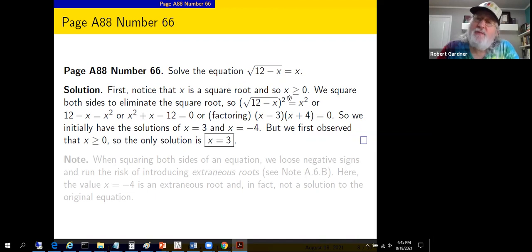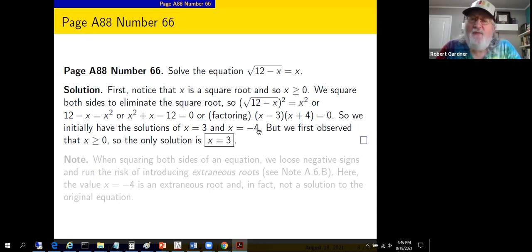But remember this, x is greater than or equal to 0 because it's a square root, and square roots are greater than or equal to 0. Negative 4 doesn't work. It can't possibly be negative 4. It must be 3. x is greater than or equal to 0. The only valid solution is x equals 3. Plug that in. 12 minus 3, square root of that would be the square root of 9, which is 3, which is what x is.